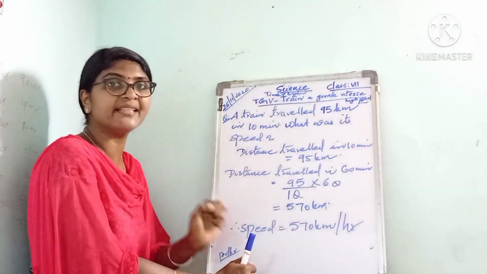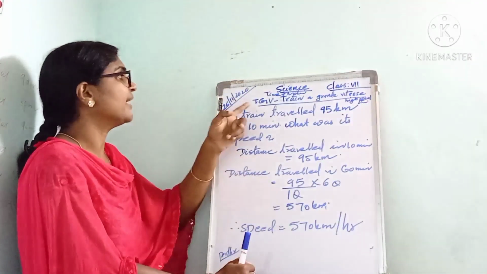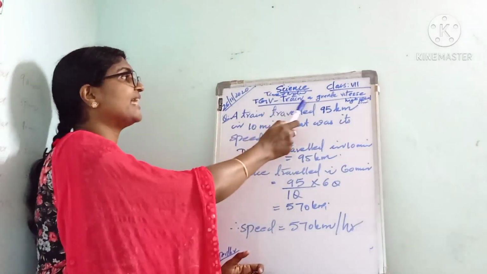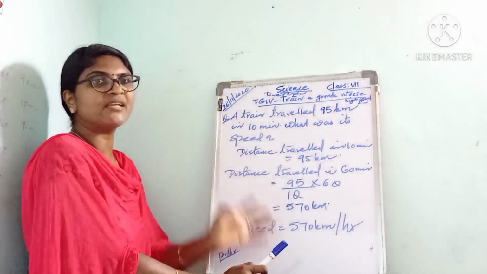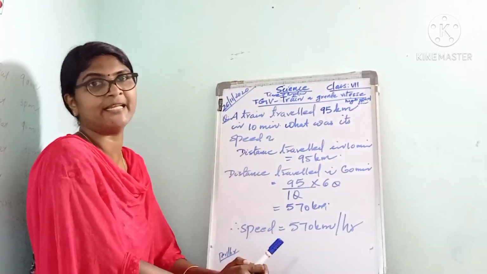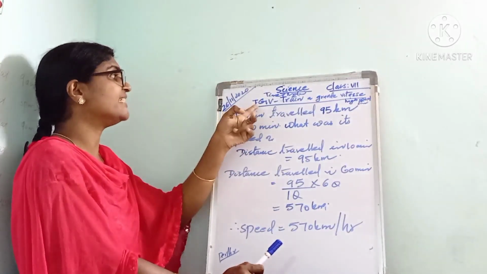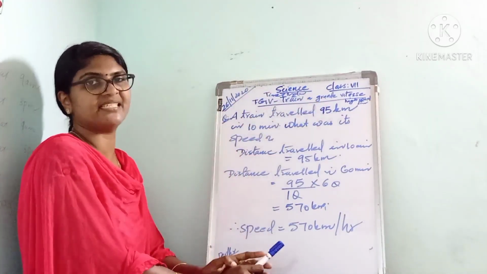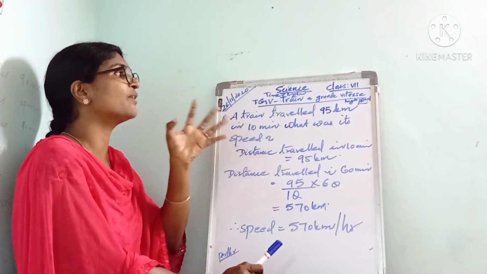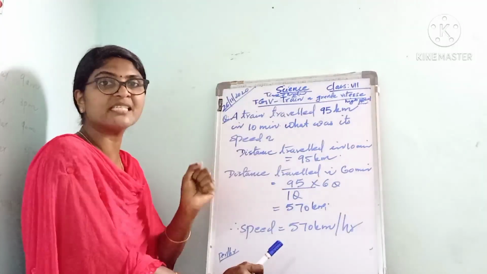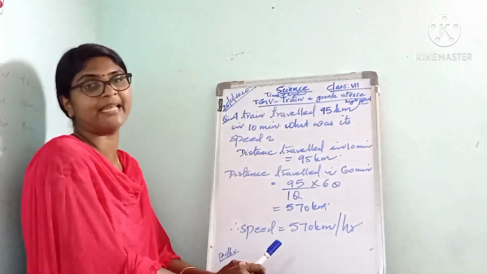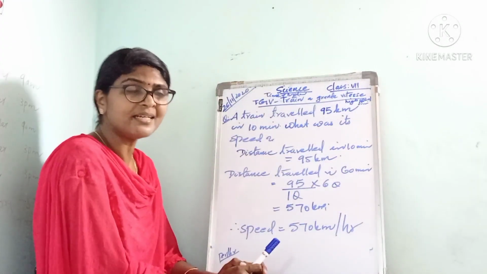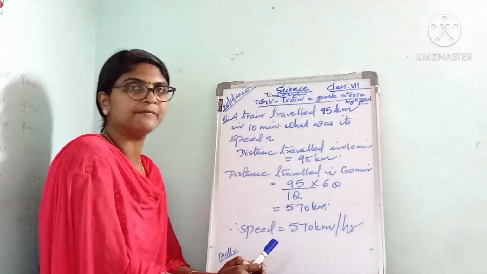Okay, we can calculate the speed. You know, TGV is actually Train à Grande Vitesse, a French term for high speed train. So it is the world's fastest train.